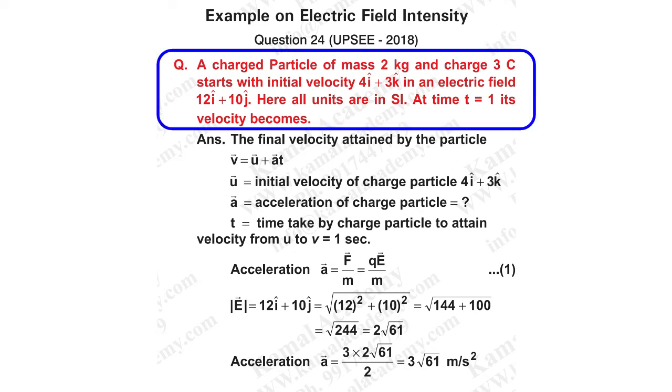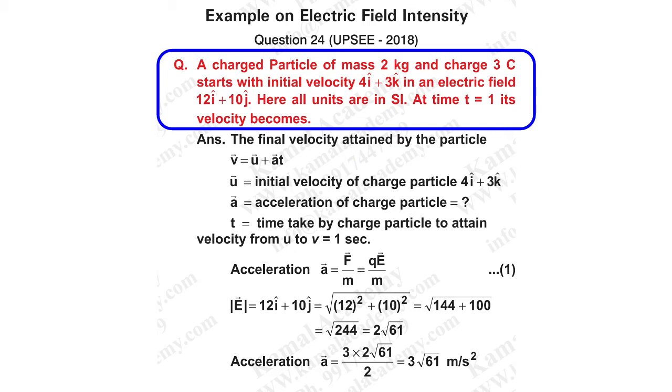A charged particle of mass 2 kg and charge 3 coulomb starts with initial velocity 4 i cap plus 3 k cap in an electric field 12 i cap plus 10 j cap. Here all units are in SI. At time t equal to 1 its velocity becomes.